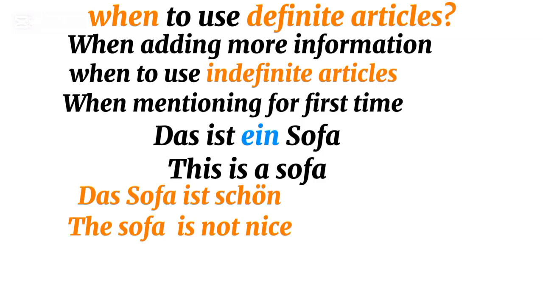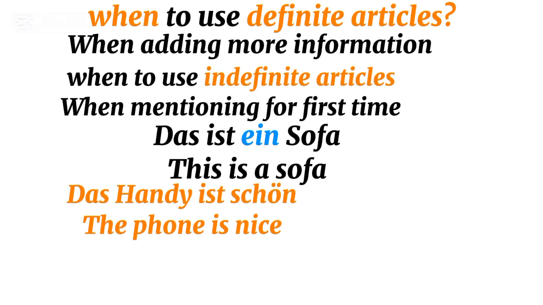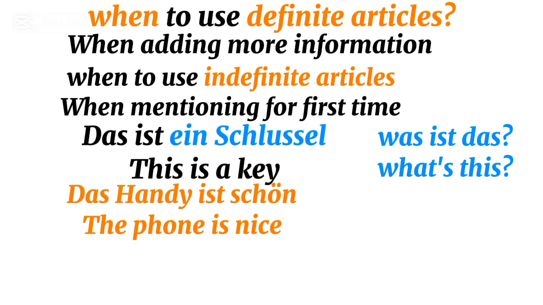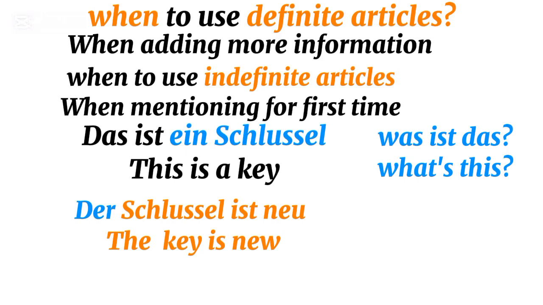Now let's proceed to the masculine articles. For example, the question can be, was ist das? What is that? Or what is this? Okay? Then you say, das ist ein Schlüssel. That is a key. We are mentioning a key for the very first time. Now we want to give more information on this key. We will say, der Schlüssel ist neuer. The key is new.